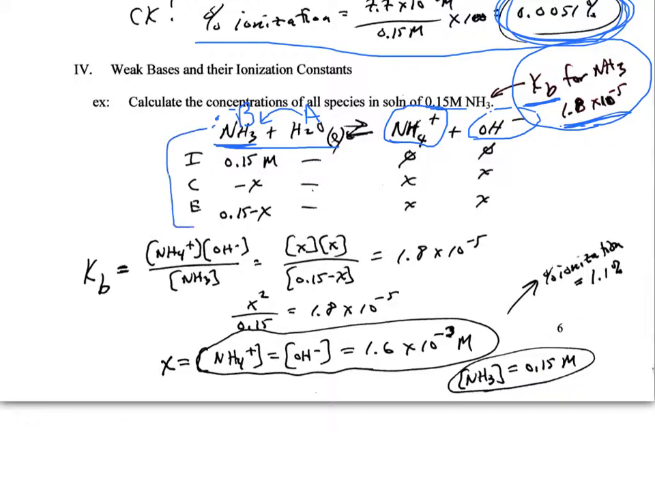Notice how you set up your ICE table, though. It's exactly the same thing. Here's the initial concentration of the base, 0 of each of the two ions. You're going to be producing X amount, so X is going to be the equilibrium concentrations of the two ions.